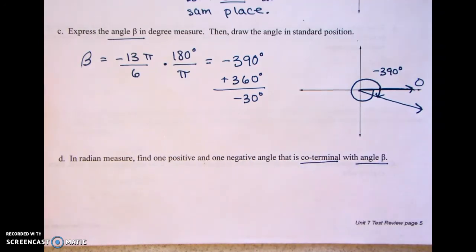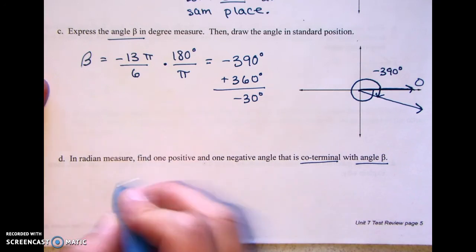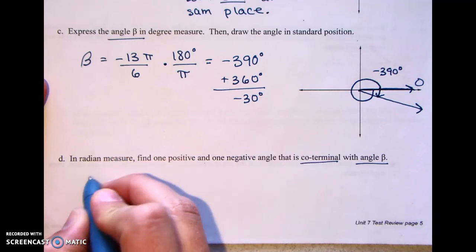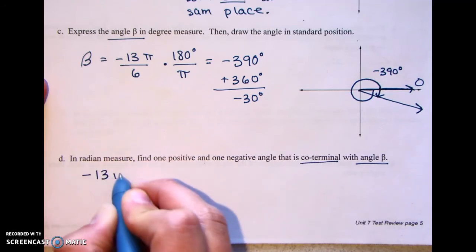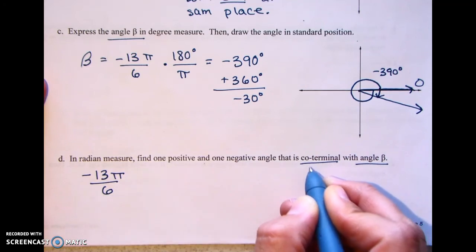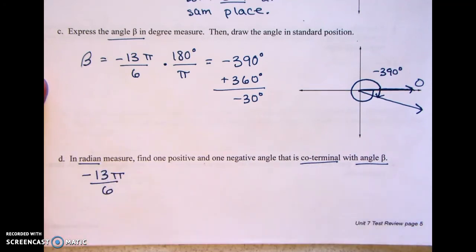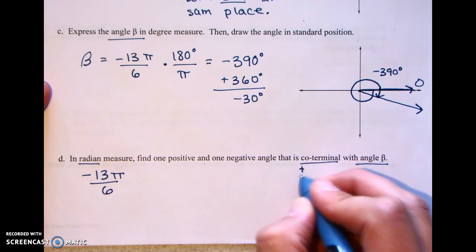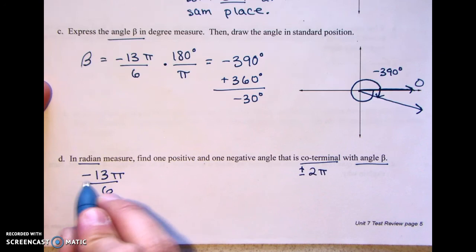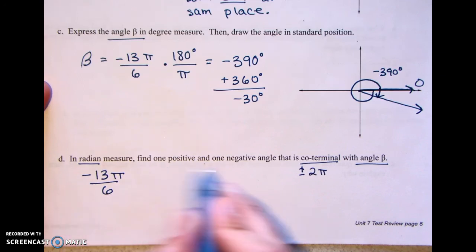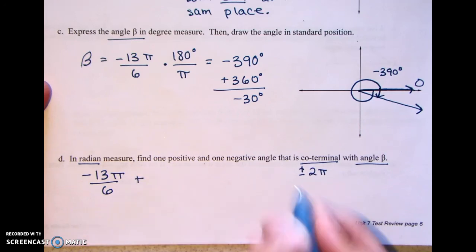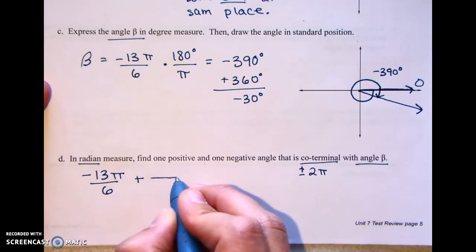In radian measure, find one positive and one negative angle that is coterminal with angle beta. Okay, we practiced this in class, so don't play with the degrees. I think we should practice with the radian. So beta equals negative 13 pi over 6. To find a coterminal angle in radians, remember, we're going to add or subtract 2 pi. So this is already negative, and it says find one positive and one negative angle. So I'm going to add the 2 pi.